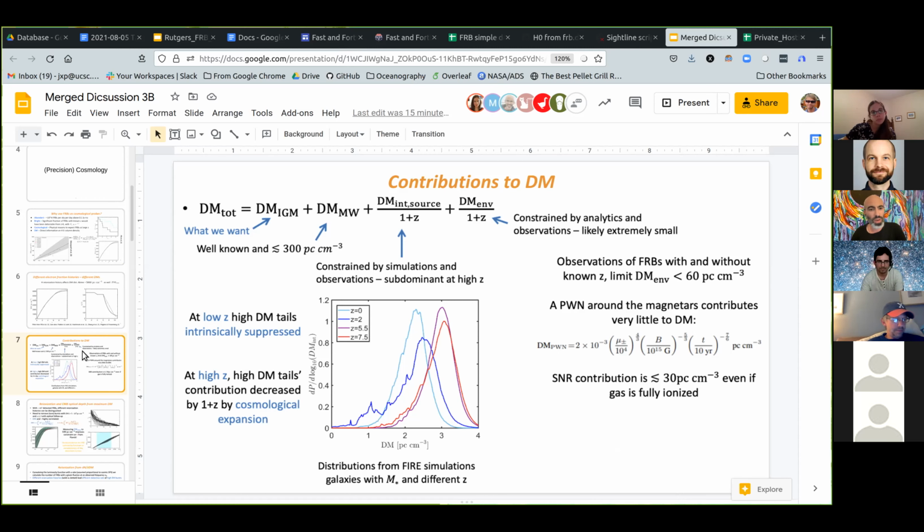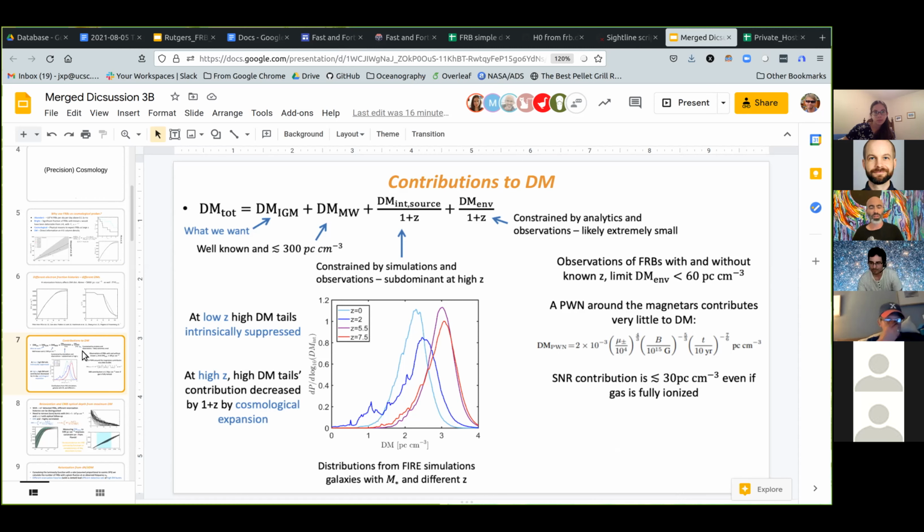So from the Milky Way, we have a mapping of the DM along different lines of sight. And we know that the contribution is limited. It's less than about 300 parsec per centimeter cube, depending of course on the line of sight. From the host galaxy, this is less certain because we're dealing with galaxies of different redshifts with different masses compared to the Milky Way. But there are some good things here.